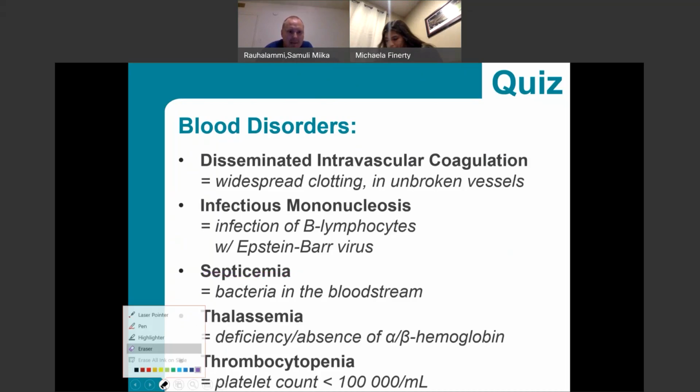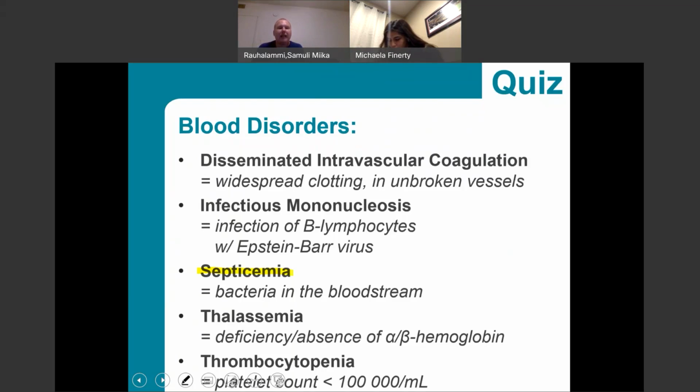So if we have bacteria in the bloodstream, we're talking about septicemia. And that would not be great, of course. Thalassemia refers to deficiency or complete absence of alpha or beta hemoglobin. So if you don't have hemoglobin or there's very little hemoglobin present, that's known as a condition of thalassemia. And finally, if you have very low platelet count, we talk about you being thrombocytopenic.